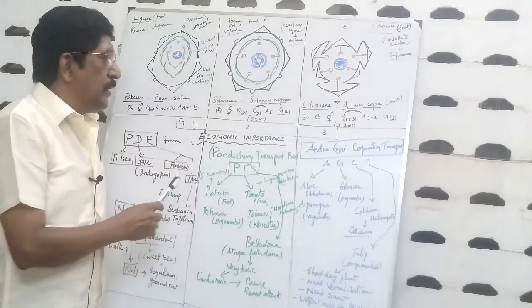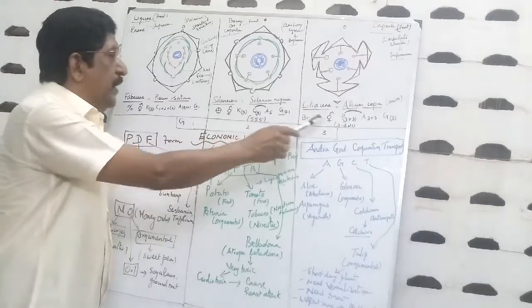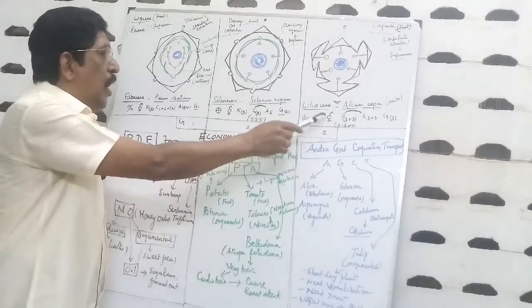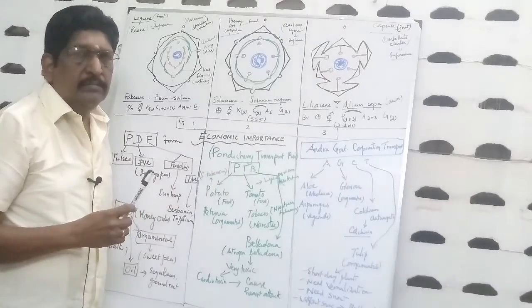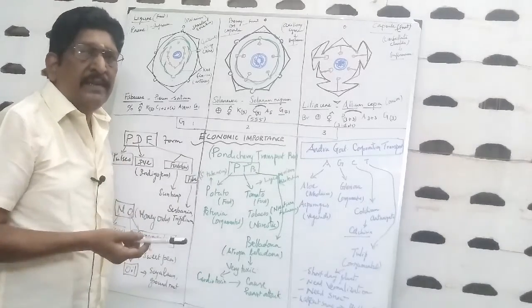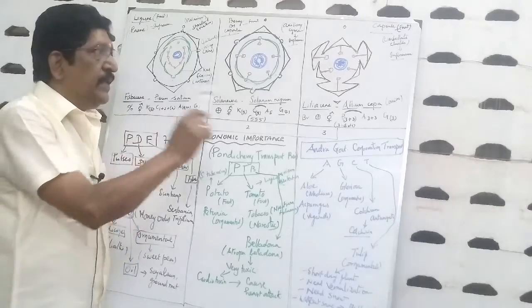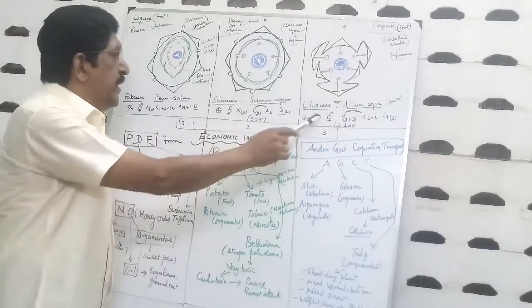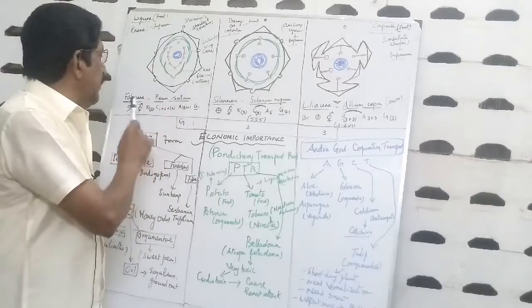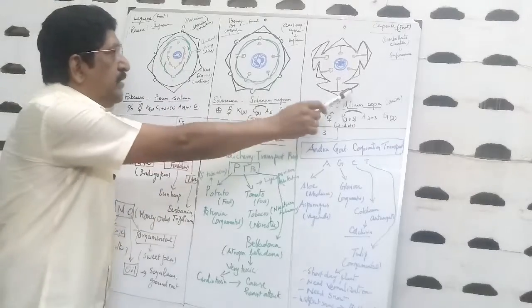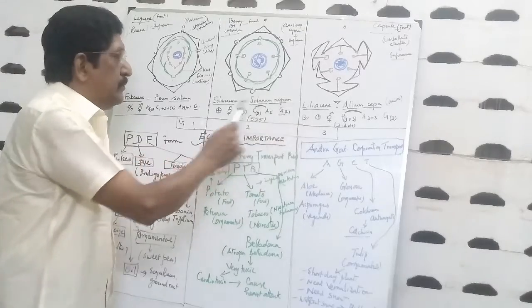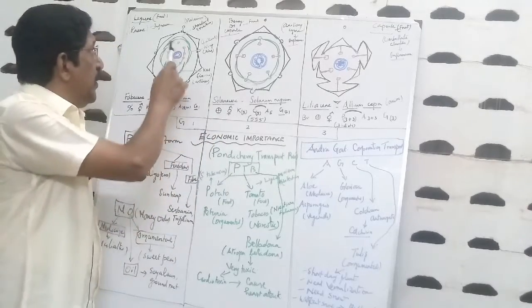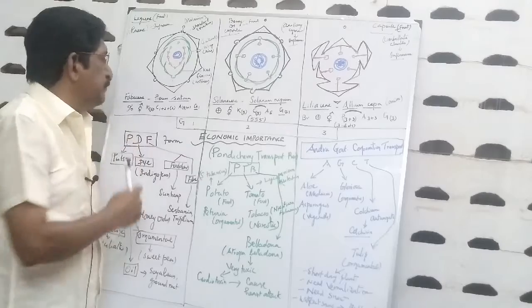The next point, all the three flowers are bisexual. You can see the formulae, the symbol, all the three flowers are bisexual. That is both staminate and pistillate. Bisexual flowers in three families, no variation. Then coming to symmetry, in Fabaceae it is zygomorphic, in Solanaceae and Liliaceae it is actinomorphic. You can see the symbol. So in Solanaceae and Liliaceae it is actinomorphic, whereas in Fabaceae it is zygomorphic.